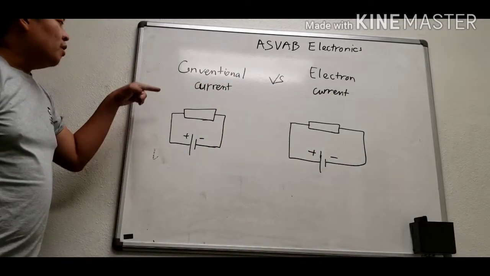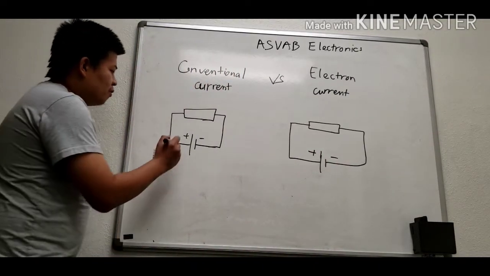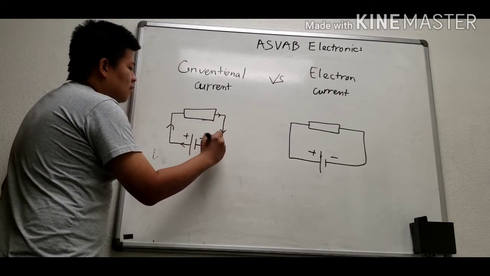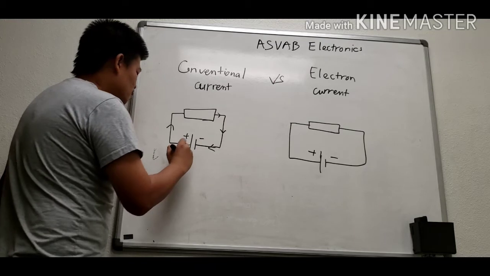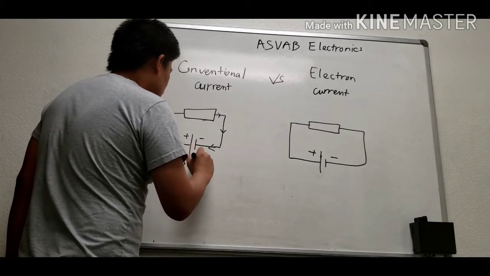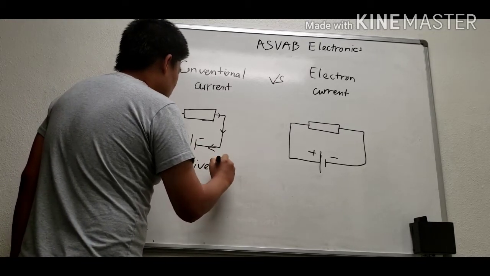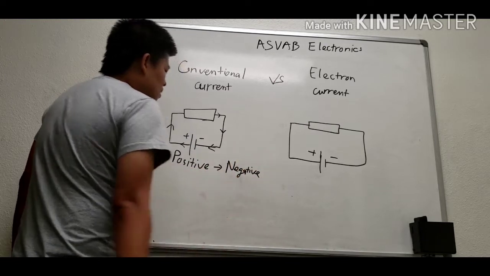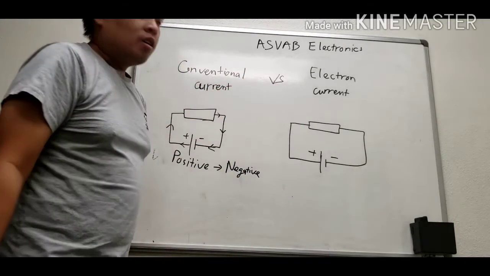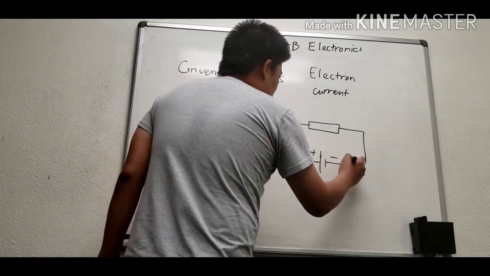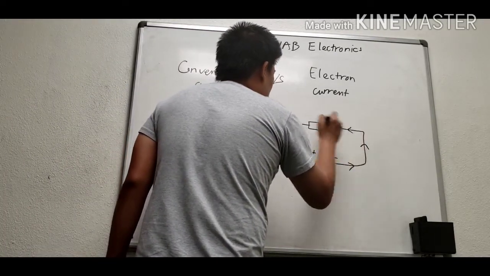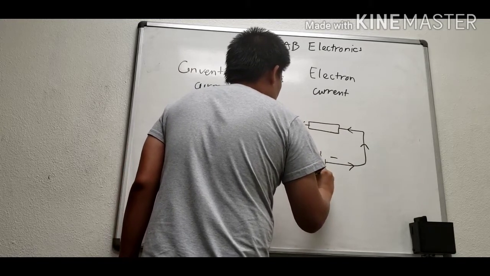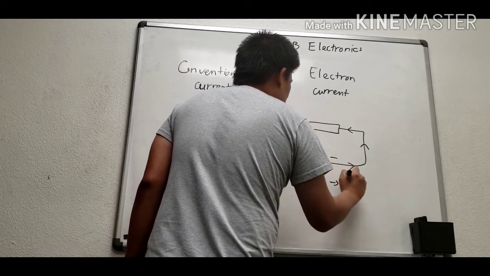In the conventional current, they will go from the positive to the negative. This means they will go from positive to the negative. And about electron currents, they will go from the negative to the positive.